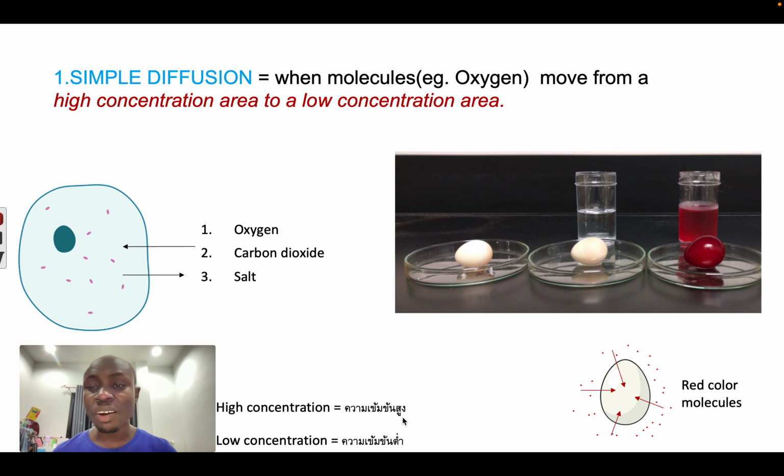And this is how oxygen or carbon dioxide or salt go in or out of the cell. They move from high concentration to low concentration area. And the cell does not need energy to do that. Okay? This is an example of simple diffusion.